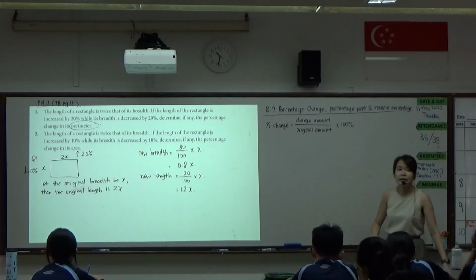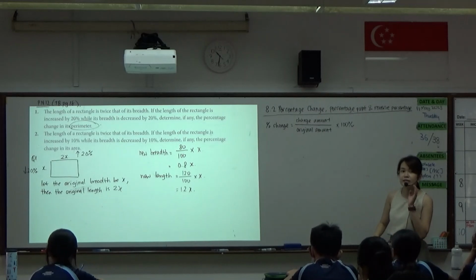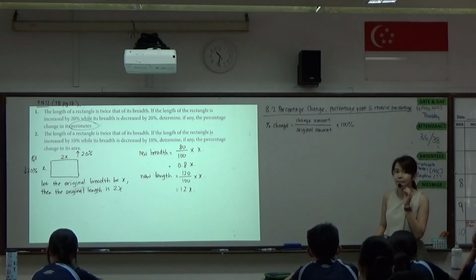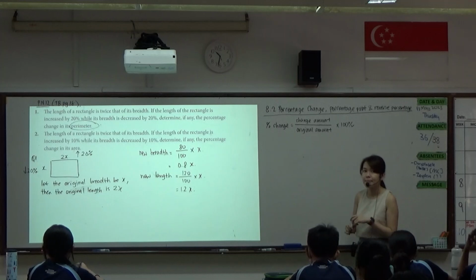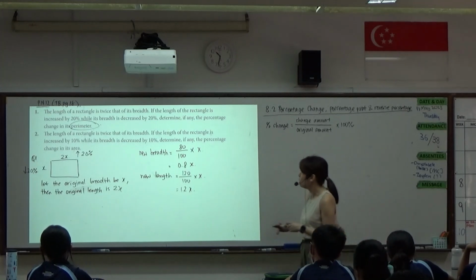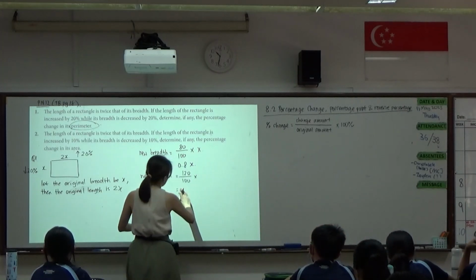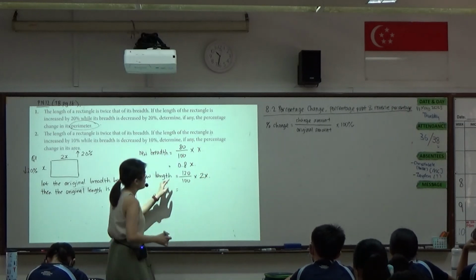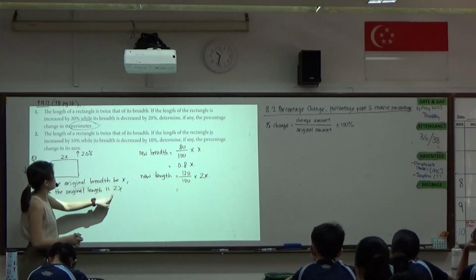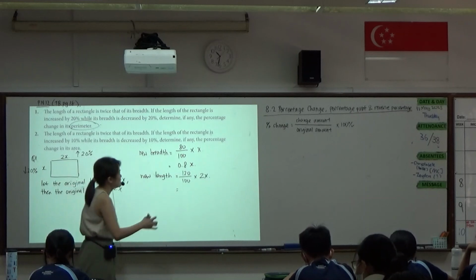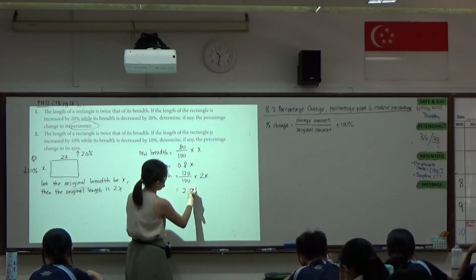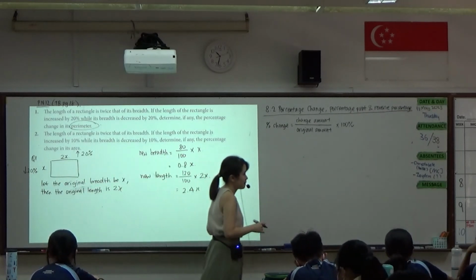Can you explain to me why the length is not times 2x? Oh, sorry. Thank you for pointing that out. Yes, you're right, it should be times 2x. My bad. So it's 1.2 times 2, so that's 2.4x. Thank you for correcting.